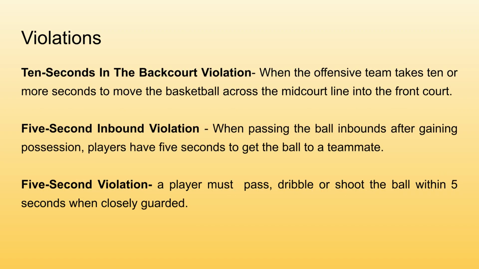10 seconds in the backcourt violation. When the offensive team takes 10 or more seconds to move the basketball across the midcourt line into the frontcourt. 5-second inbound violation. When passing the ball inbounds after gaining possession, players have 5 seconds to get the ball to a teammate. 5-second violation. A player must pass, dribble, or shoot the ball within 5 seconds when closely guarded.